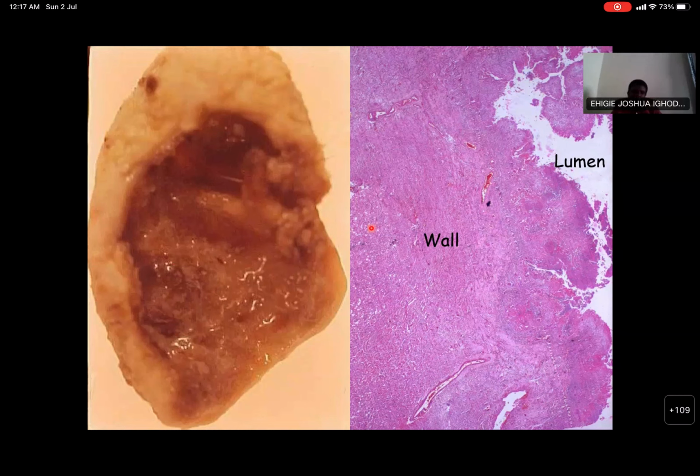Wait, before you jump to this, grossing is the most critical. First is clinical, second is grossing. Does anyone want to add anything to the gross description? Anybody?